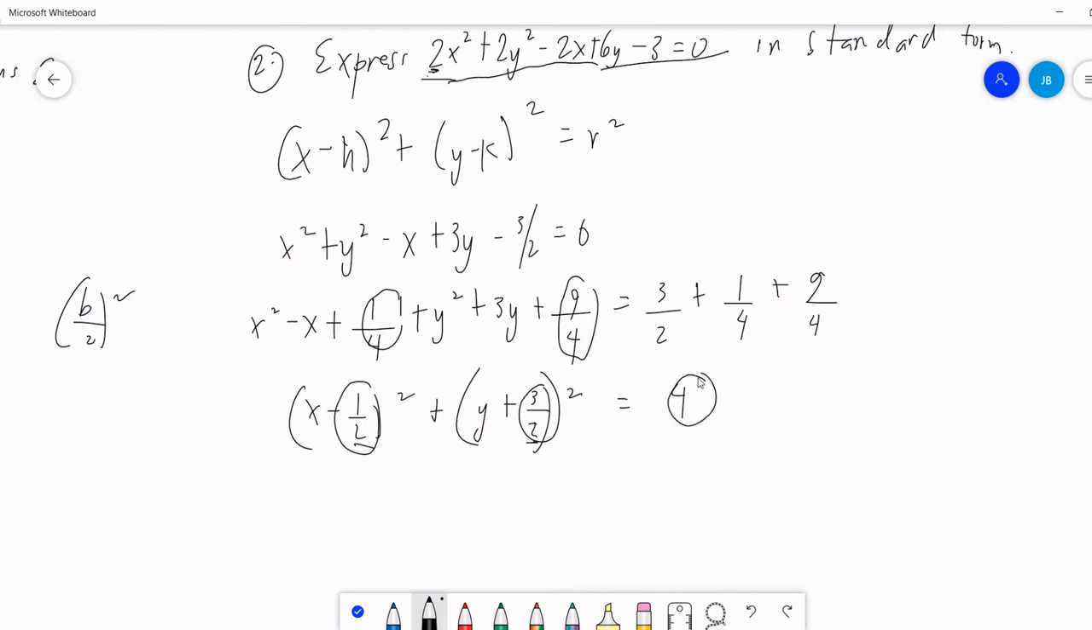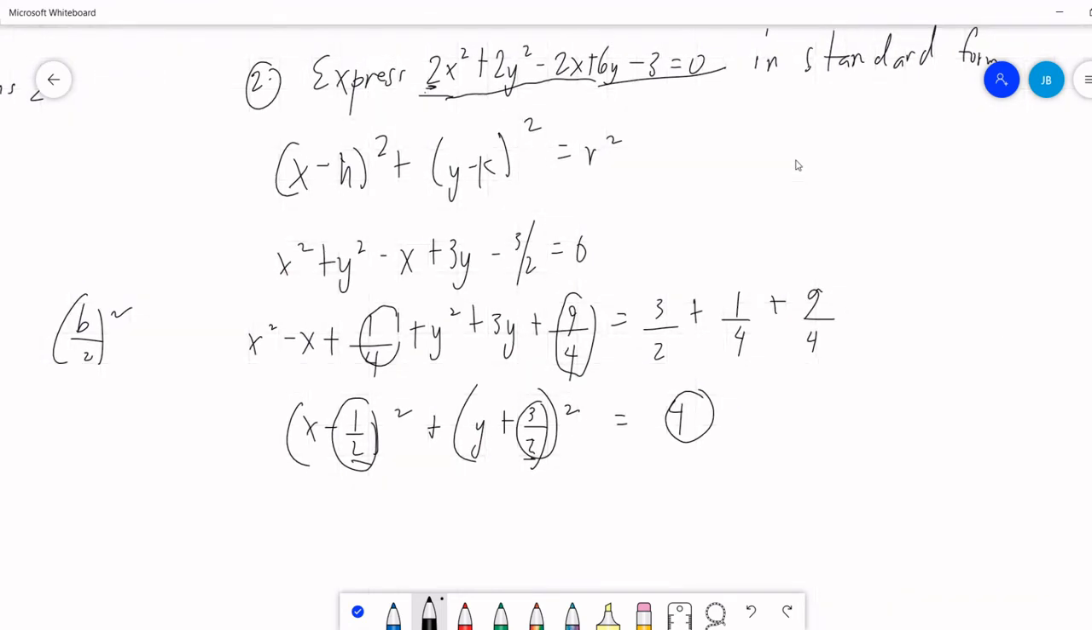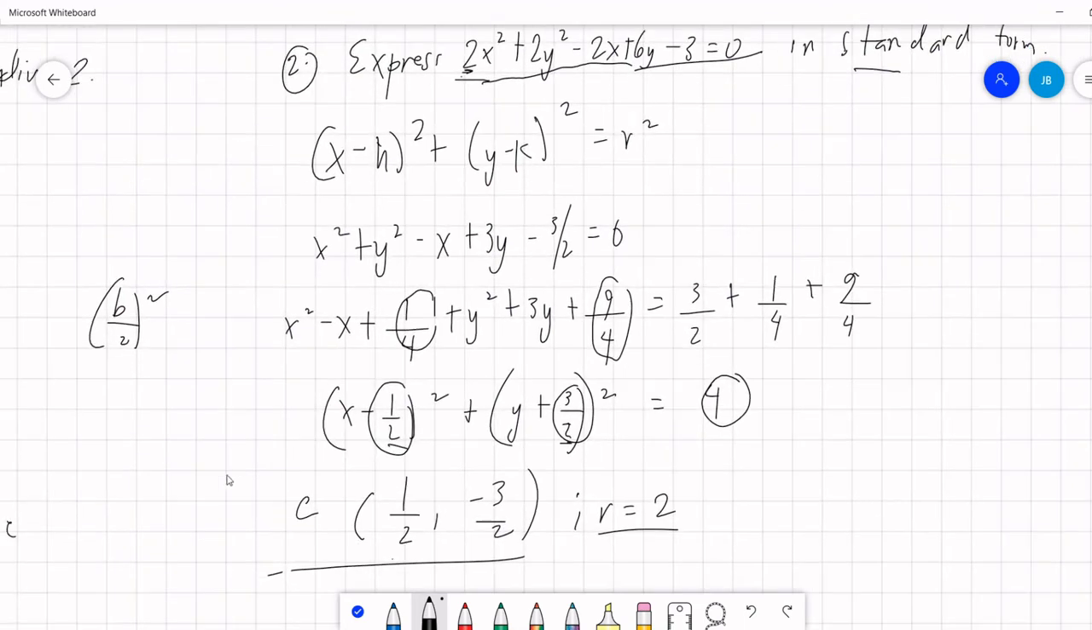All right. The question is just to express it in standard form. But what if the question is to find the center and the radius? What's your answer for that one? So the center for this one would be positive 1/2 and negative 3/2, and your radius is equal to 2. Remember that's x minus h plus y minus k. Therefore, your center is positive 1/2 and negative 3/2.